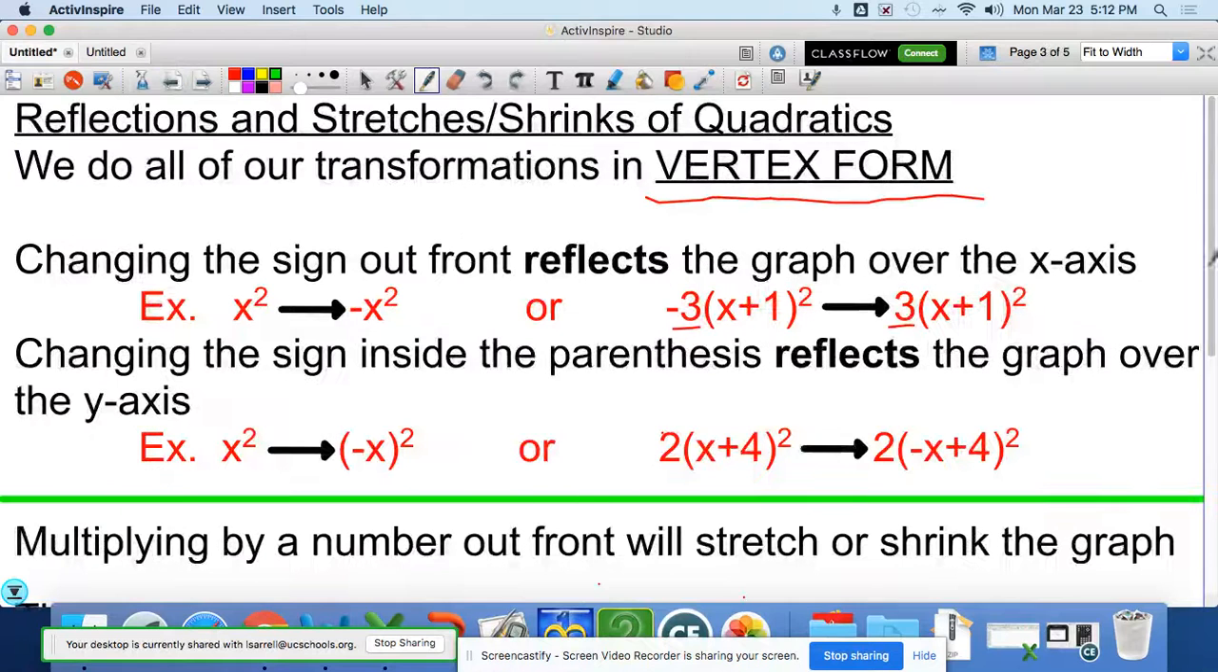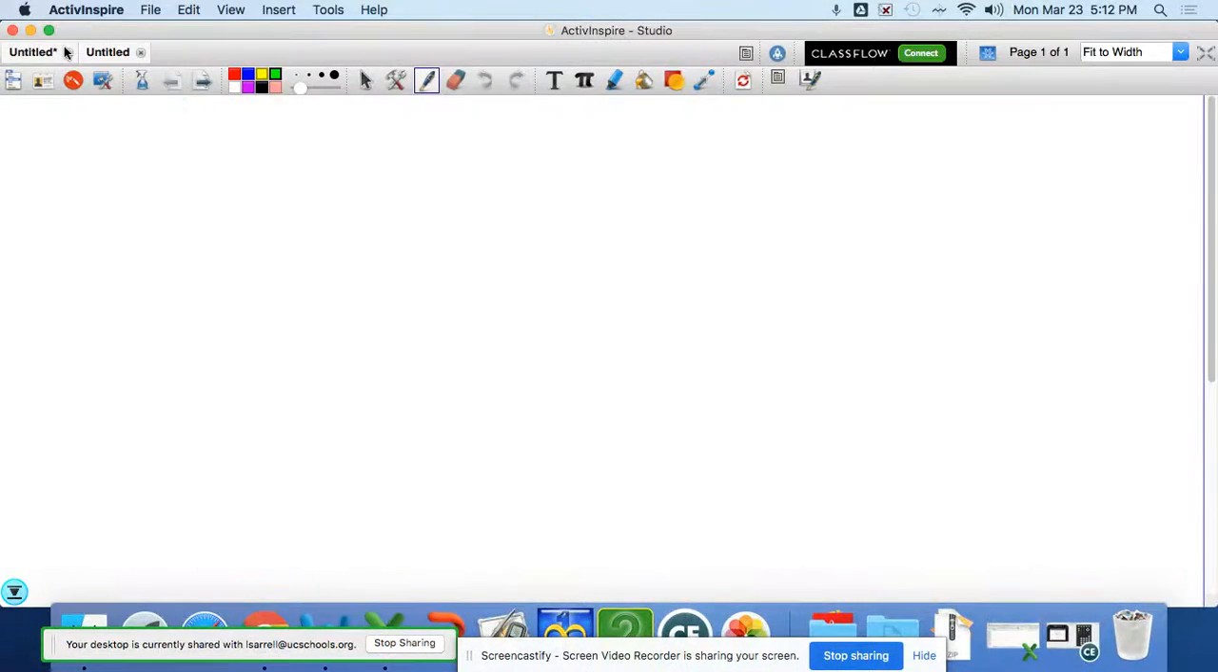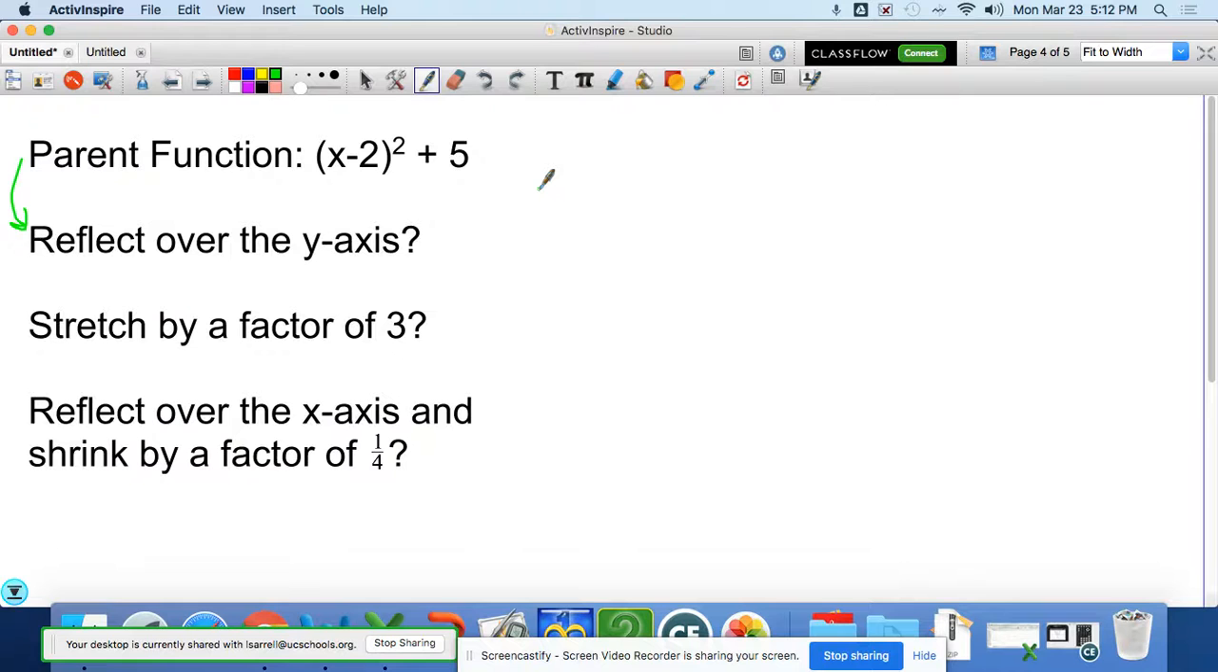We go back, check our notes. What did reflect over the y-axis mean? Y-axis reflection meant it changed inside the parentheses. So nothing else should change unless it tells us to. That means it's going to be parenthesis negative x minus 2 quantity squared plus 5.